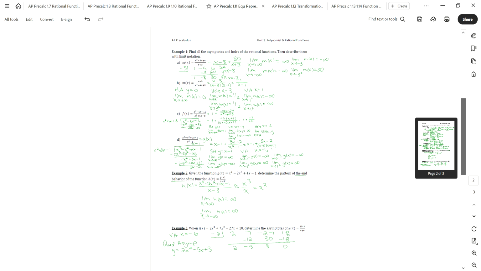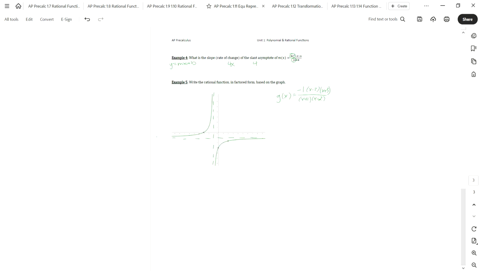Example 2, example 3, you are dealing with some AP style questioning where I give you a function and ask you about a different function. And then I think my favorite problem out of all of this is slant asymptote. What is the rate of change, the slope of the slant asymptote? Because that is a problem that looks hard, but is so easy. So that was equivalent representations.